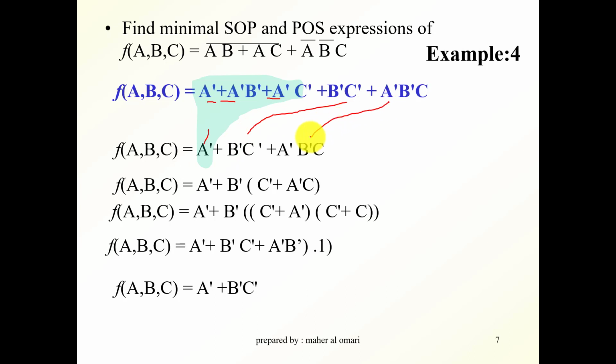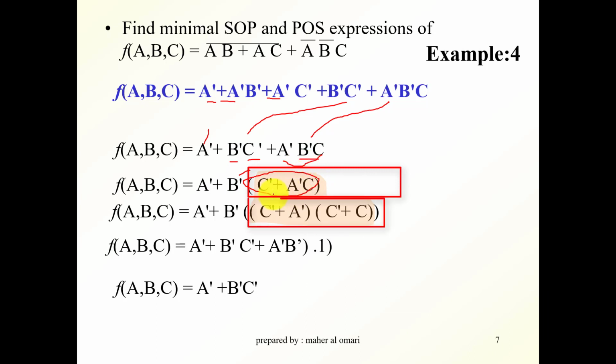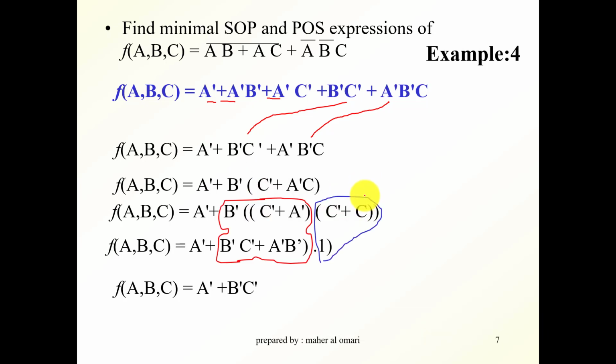Now if we take these two together, we take B bar out. From the two, we have B bar. We are left with C bar ORed with A bar C, which is this. Now we distribute the OR over the AND. We get C bar ORed with A bar, which is this, ANDed with C bar or C. And C bar or C is equal to 1. Now here, this is equal to 1.